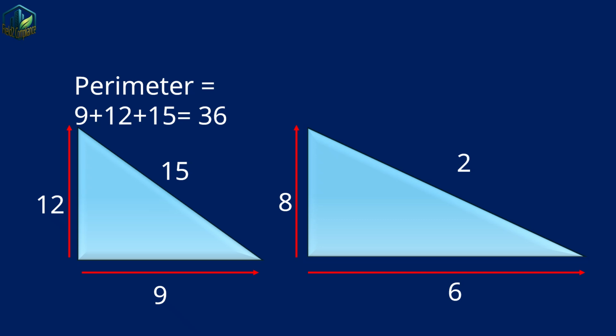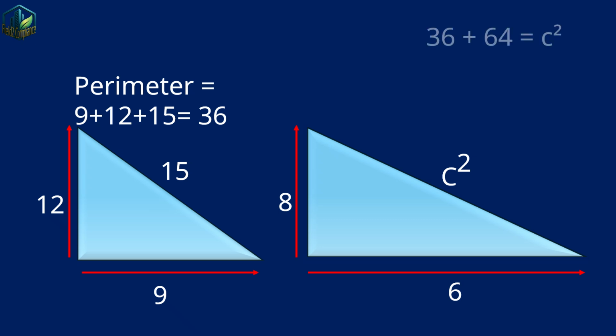And for the length of the hypotenuse of the right triangle on the right, it can be found using the Pythagorean theorem as well, because it's also a right triangle. The square of the hypotenuse is equal to the sum of the squares of the length of the sides. The sides here are 6 and 8, so A is 6 and B is 8. These are substituted into the Pythagorean theorem. 6 squared plus 8 squared equals C squared.